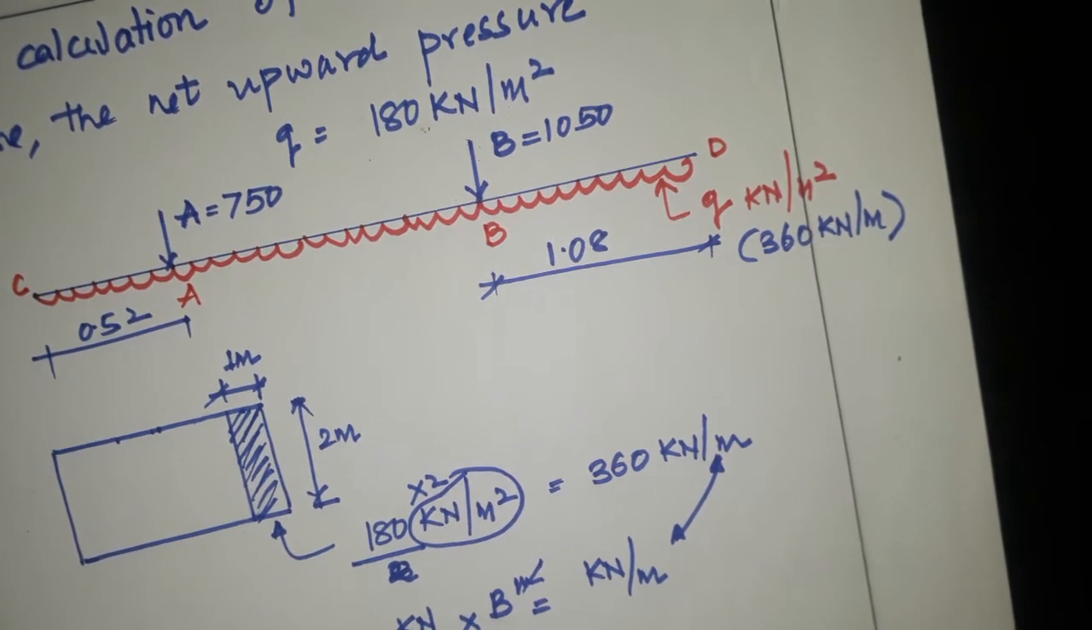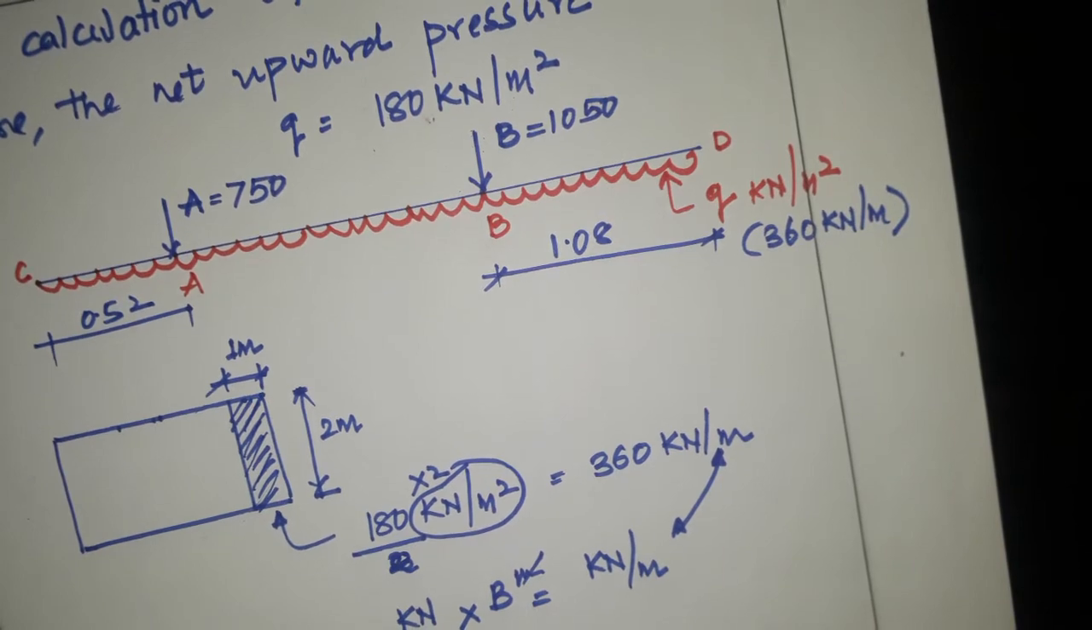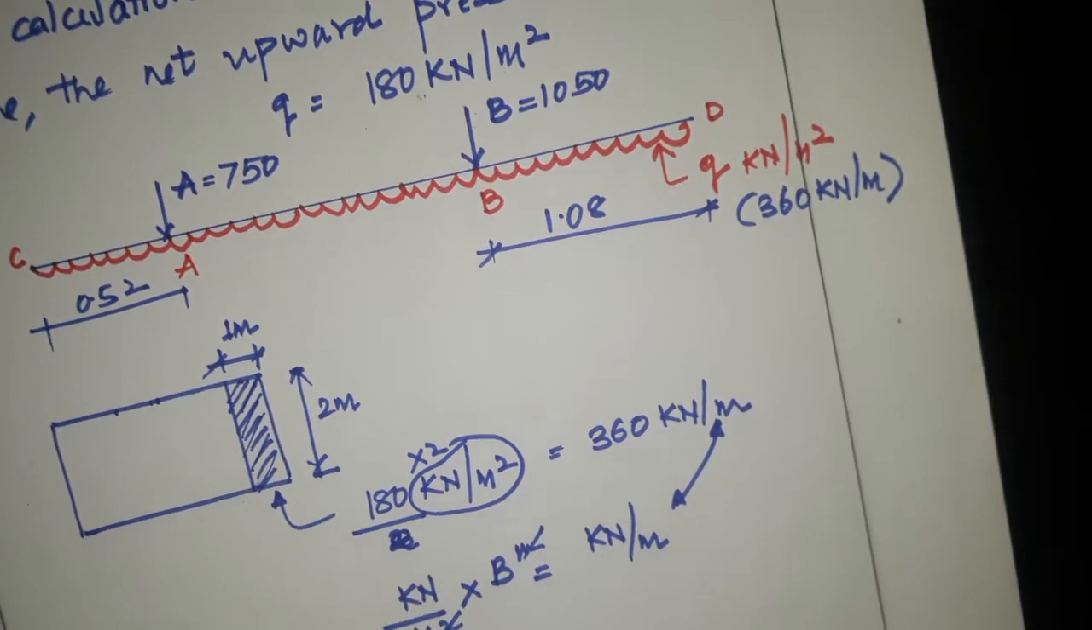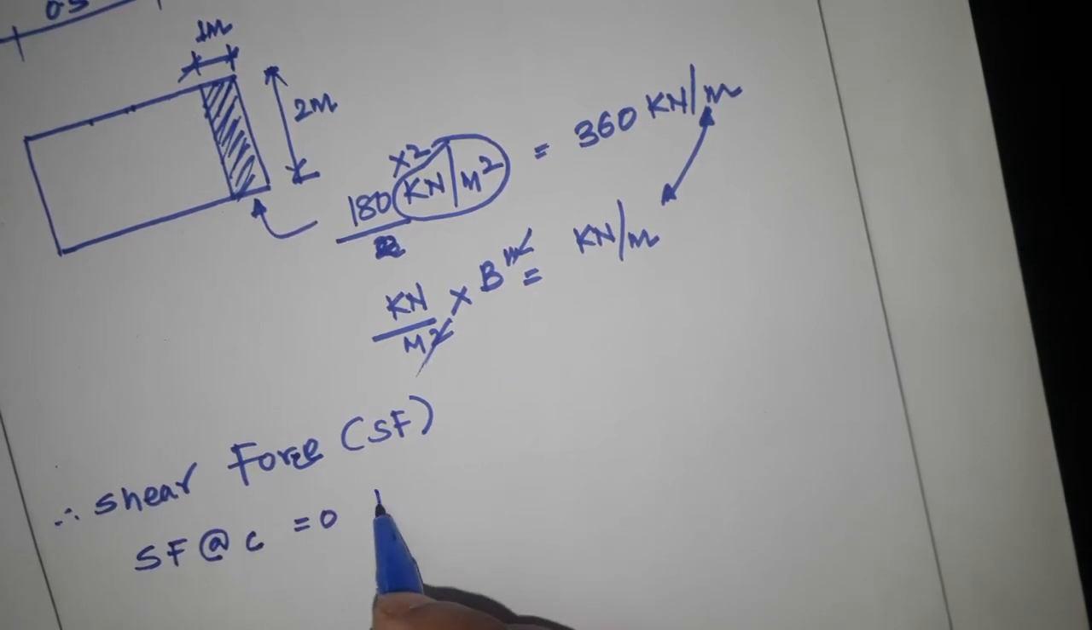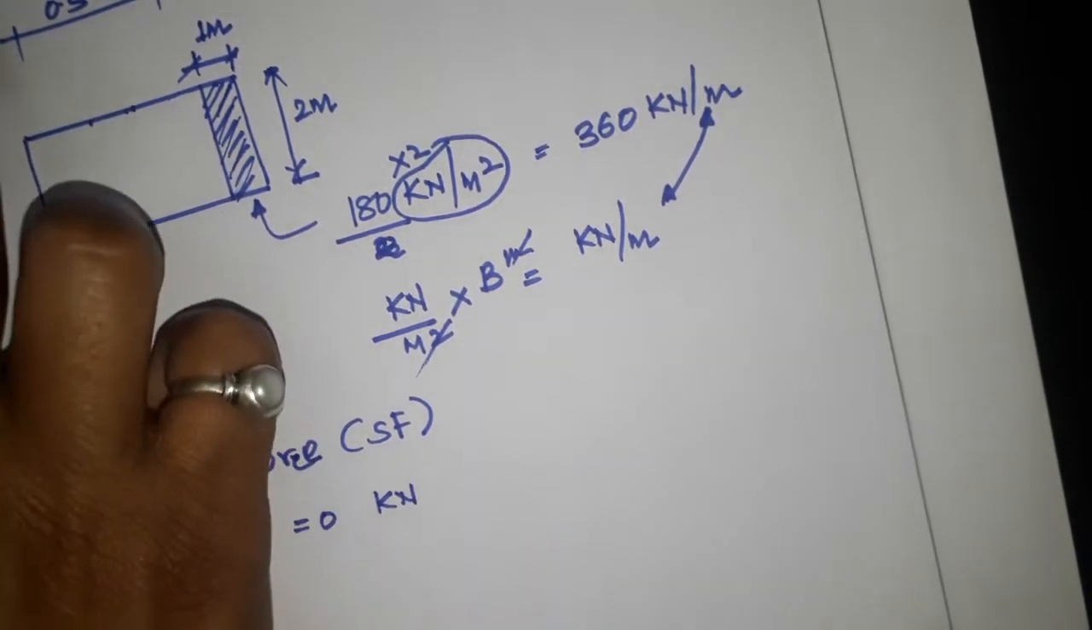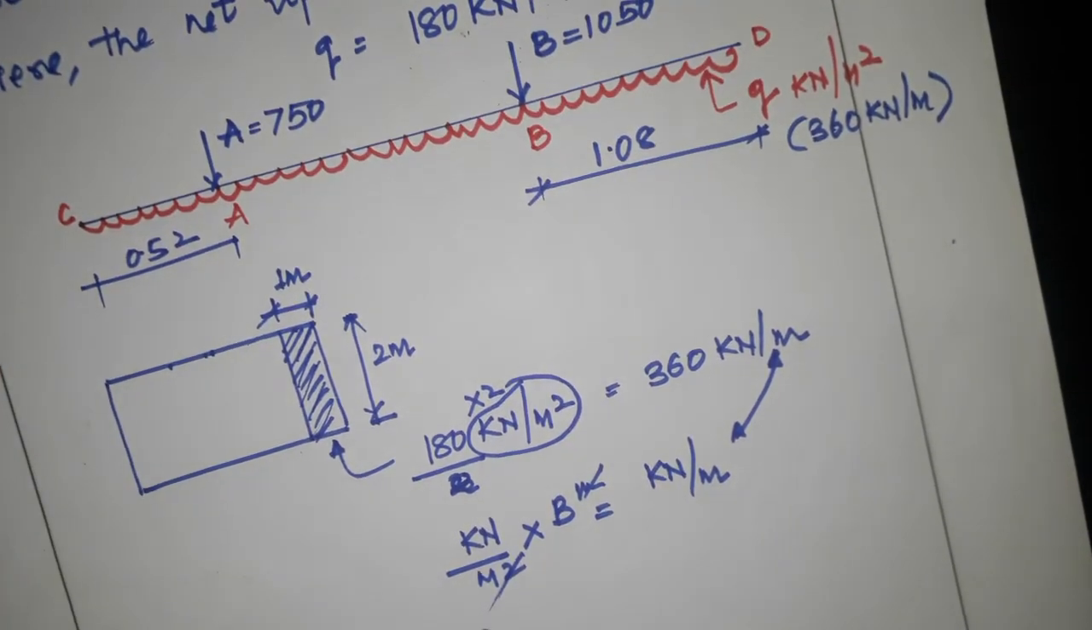Therefore, shear force at C. I'll write shear force SF. Shear force at C is equal to 0 kilonewton.